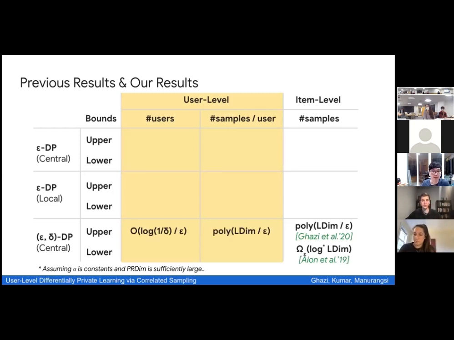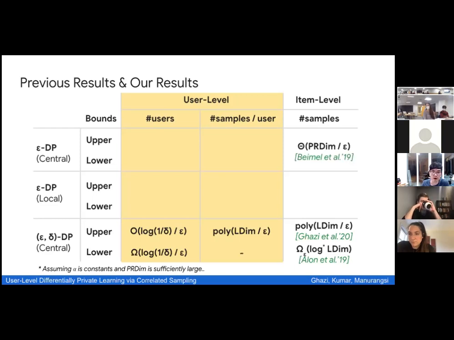Our first result shows that for user-level learning, it's in fact possible to learn with a number of users that is completely independent of the concept class. In fact, the number of users that you need is only log of 1 over delta, over epsilon. Of course, the number of samples per user will still have to depend on the concept class, and in this case it will be polynomial in the Littlestone dimension over epsilon. Unsurprisingly, we also show that the number of users here is necessary, even if you are given many more samples per user. Okay, so that's the first setting, epsilon-delta DP in the central model.